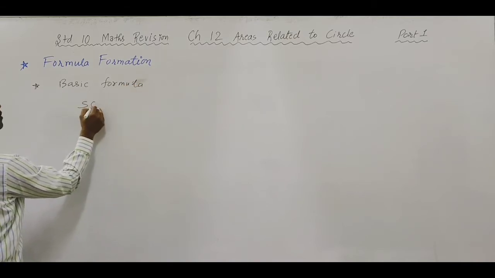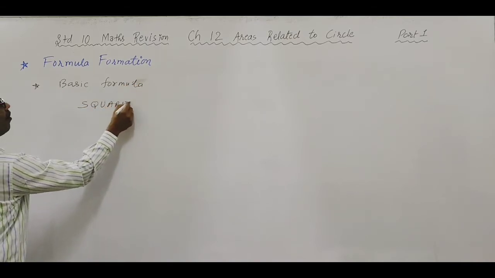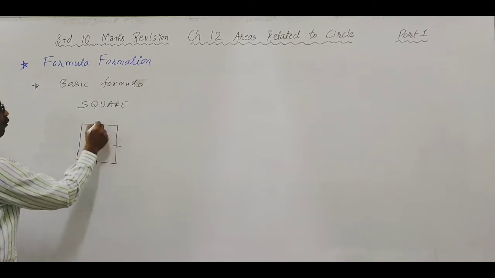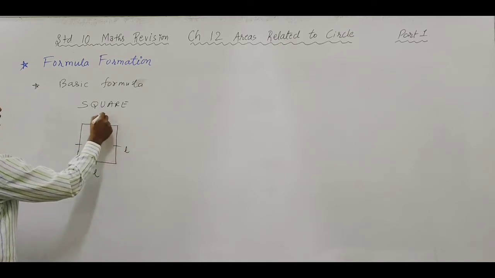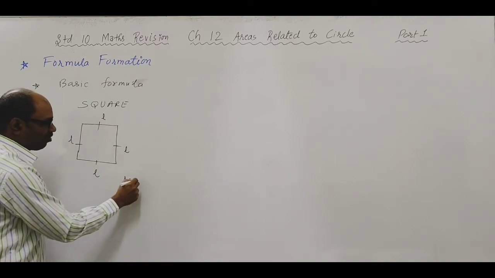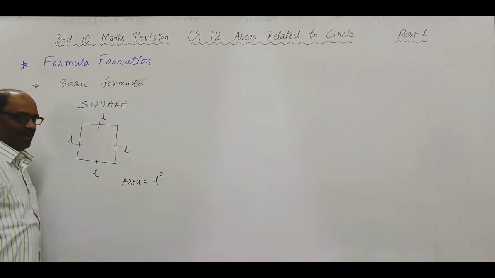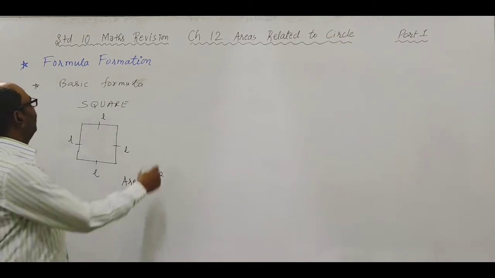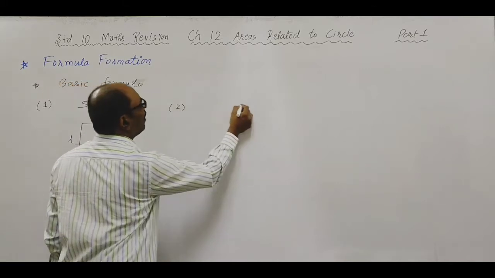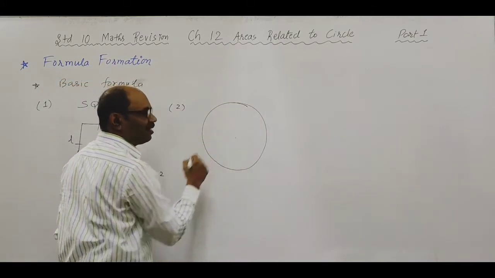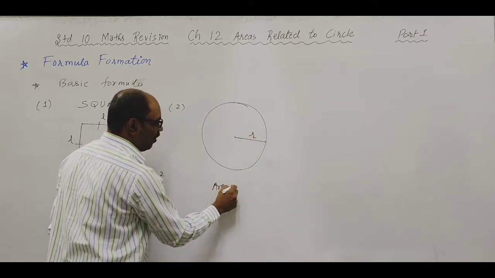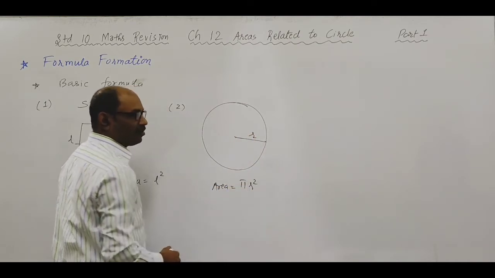First, square. Alright. I'll draw the diagram as well. This is square. Because all four sides are equal and each is L units. So what is area of this square equal to? L square. Correct? Okay. This is first one. Okay. Second one, circle. Everyone knows it. Yes, this is the radius. So area is equal to pi r square.